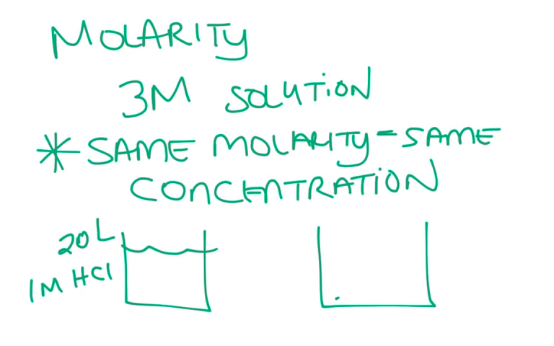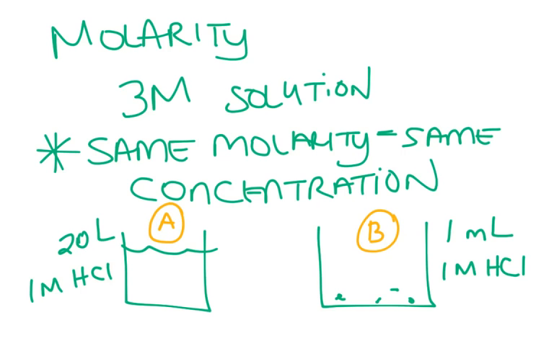And then this one has little drops down at the bottom. This one has 1 milliliter of 1 molar hydrochloric acid. And I ask you, okay, which one of these is the most concentrated? Or which one of these is the strongest, the most potent acid, A or B? Your gut wants you to go to that. Or some people are like, well, there's less of this, so it's this one.